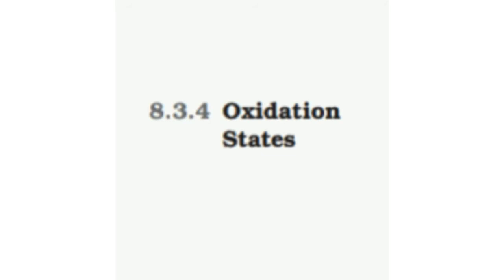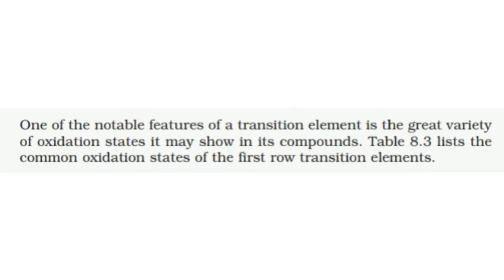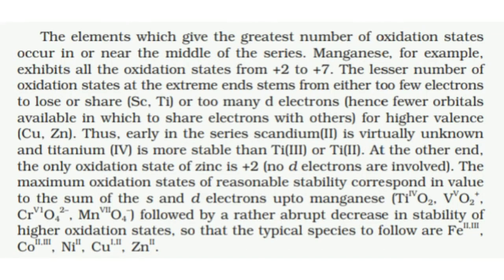8.3.4 Oxidation states. One of the notable features of a transition element is the great variety of oxidation states it may show in its compounds. Table 8.3 lists the common oxidation states of the first row transition elements. The elements which give the greatest number of oxidation states occur in or near the middle of the series. Manganese, for example, exhibits all the oxidation states from +2 to +7.